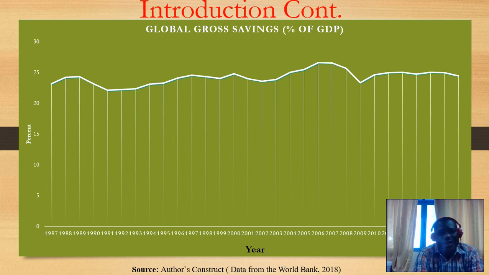So the point is that global savings itself is not uniform over the period. It is undulating, caused by some factors. Some of the factors may be issues relating to population, issues relating to per capita growth or per capita income, or issues relating to human capital development and their contribution to productivity.